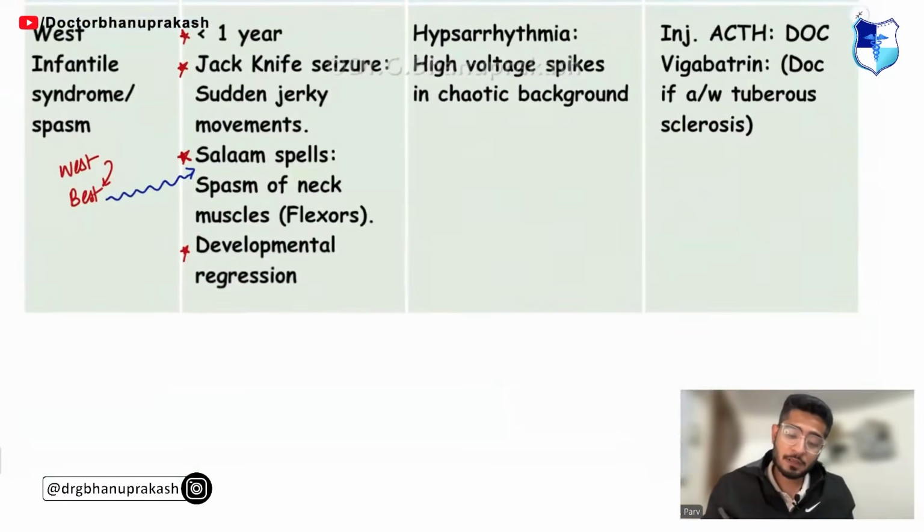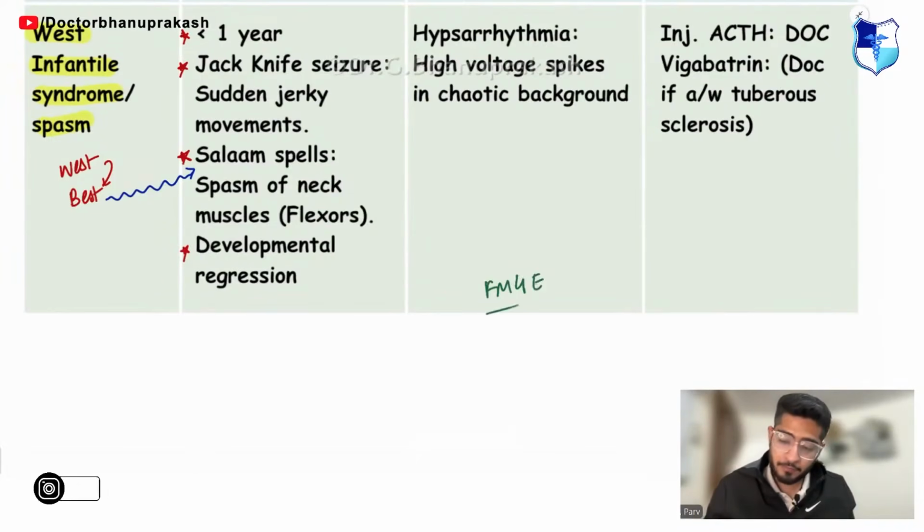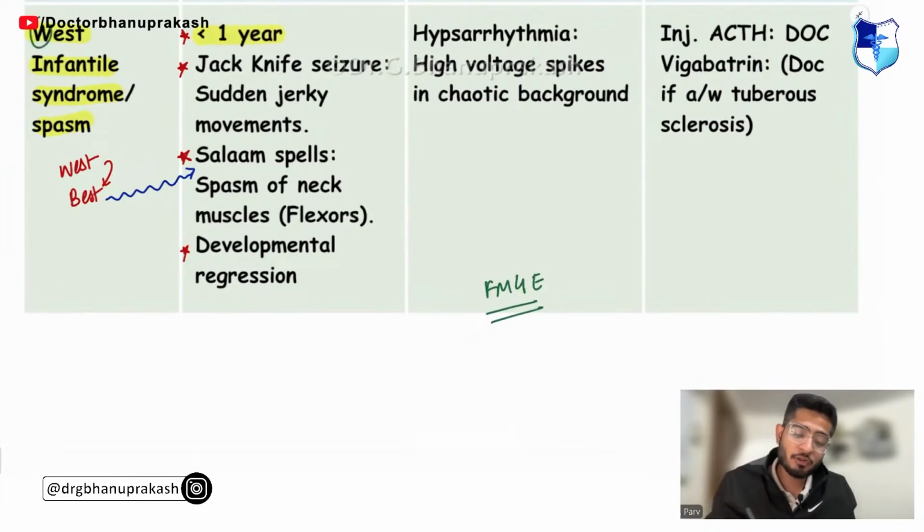Coming on to West syndrome or infantile spasm, this is very, very important for FMGE. So please understand, West syndrome is something that is seen in less than 1 year. West syndrome, W, West 1, one. So less than 1 year. Then you have a jackknife seizure, and you will have salaam spells also.